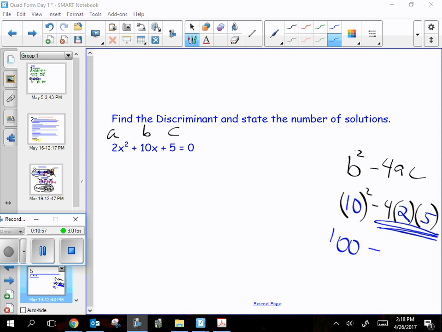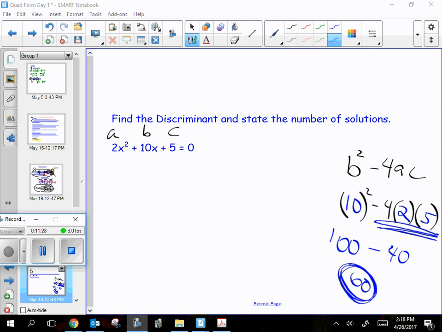So 100 minus, can you do math in your head? What's 4 times 2? 8 times 5. 40, and then it is negative, but I already have a negative on there. There we go. And now finish the deal. We're down to just a subtract problem. 60. Now I ask you, is that bigger than 0, equal to 0, or less than 0?